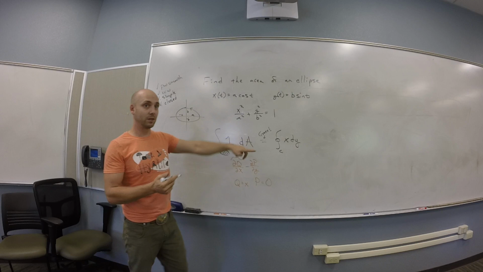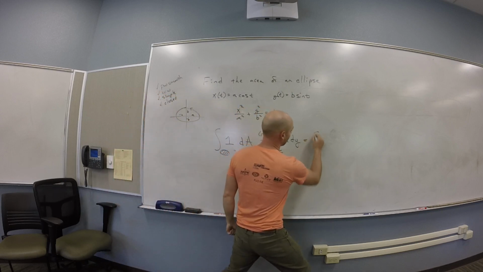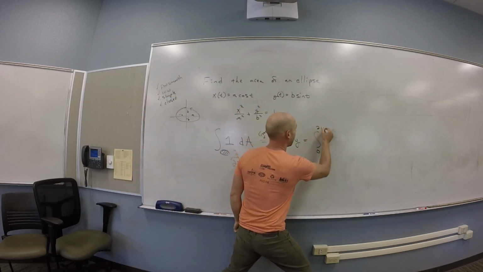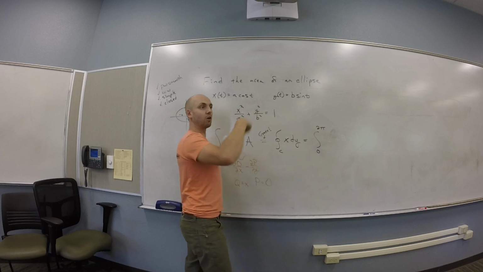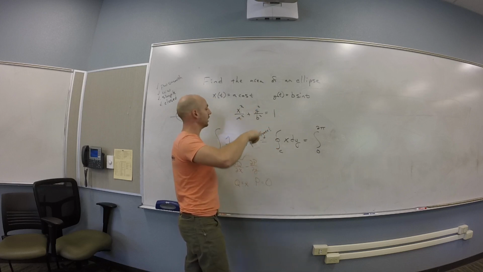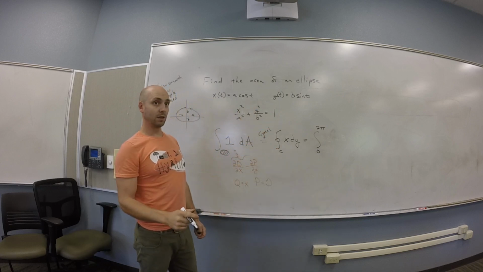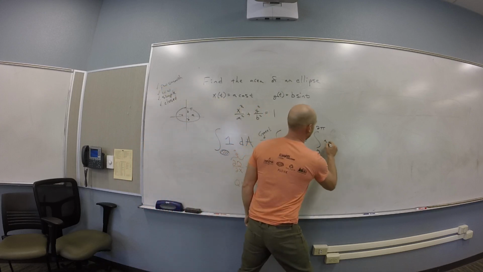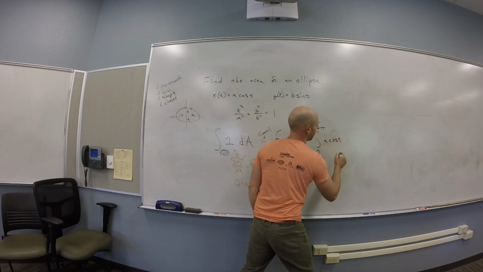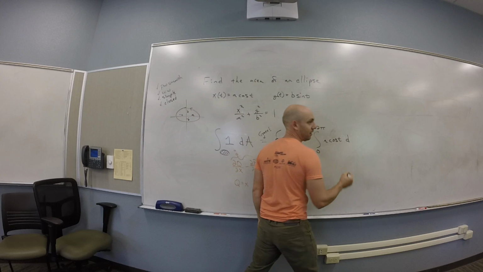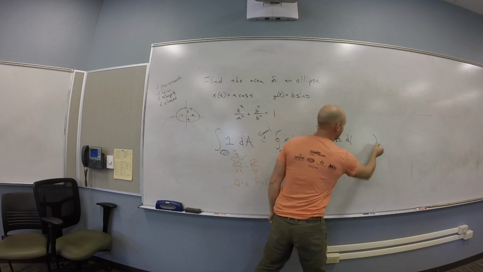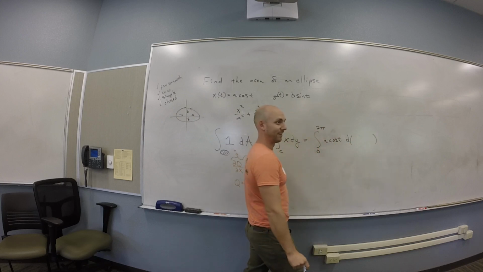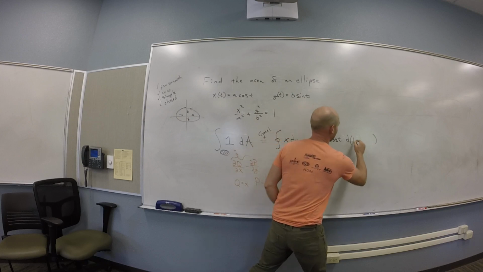Yeah, put your stuff in there, right? Okay, so this is going to be the integral from 0 to 2 pi. That's getting all the way around, right? And then what's x? A cosine t. Okay, a cosine t. And then you need dy. So what's y? b sine t.